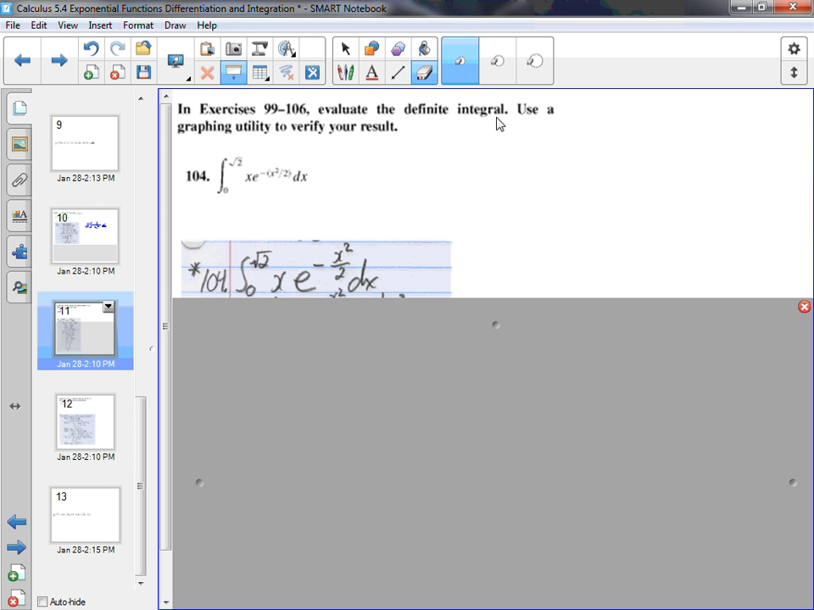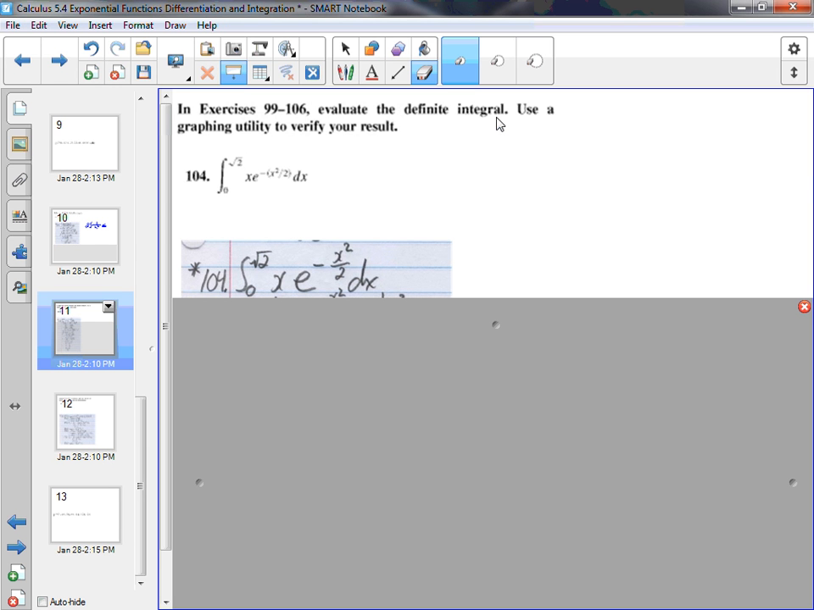Evaluate the definite integral, and then if you want to, you can use your calculator to make sure you got it right. All right, we need a substitution, I think. What do you think u should equal? Negative x squared over 2.